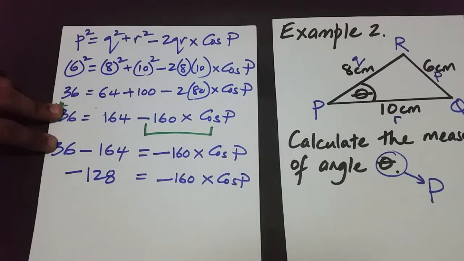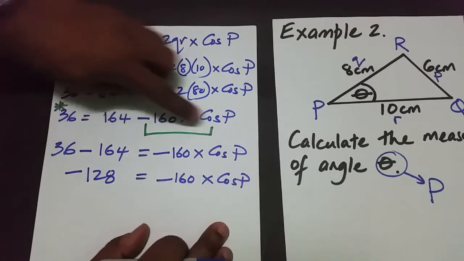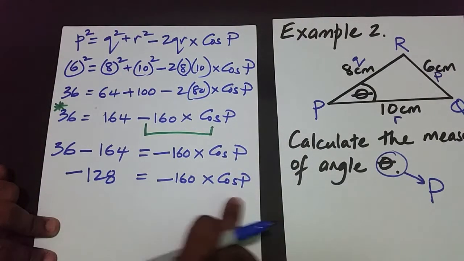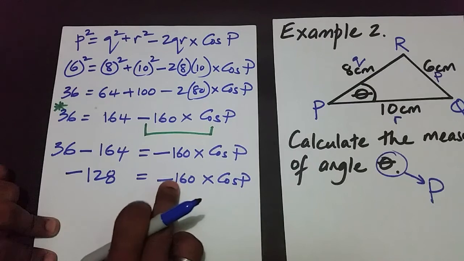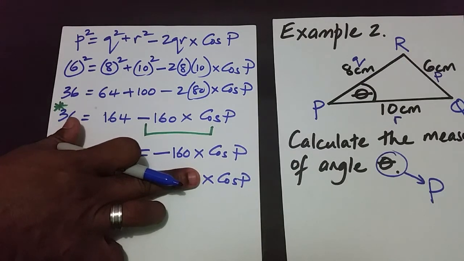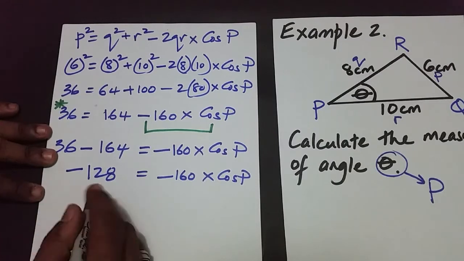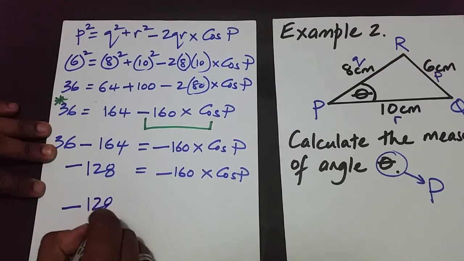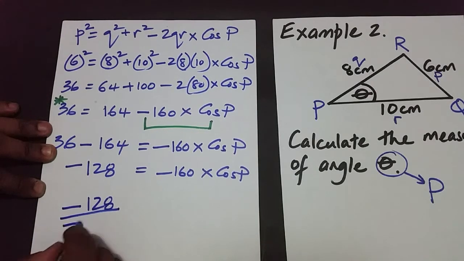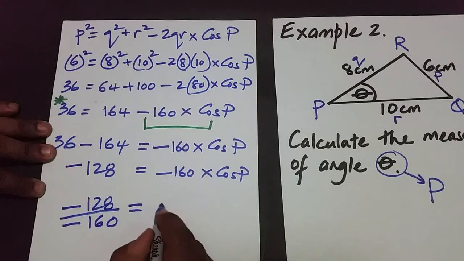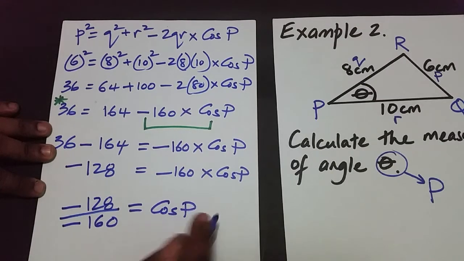So what I'm going to be doing here now is I want to have cos of P alone on one side. So basically I'm going to be dividing both sides by negative 160 because I want to have cos P alone, because I want to make P the subject. So what I'm going to be having is negative 128 divided by negative 160, which is equal to the cos of P.